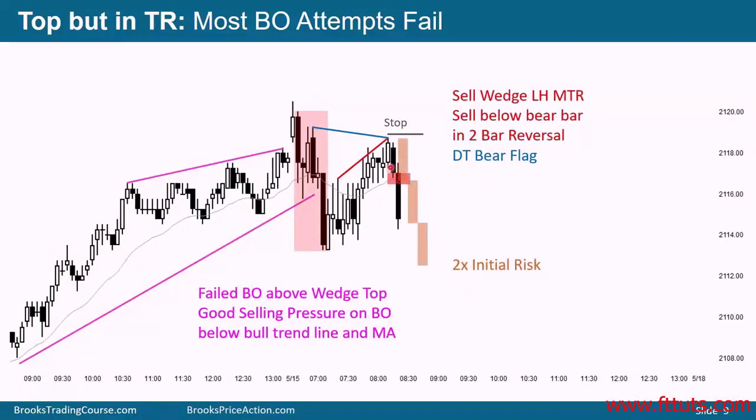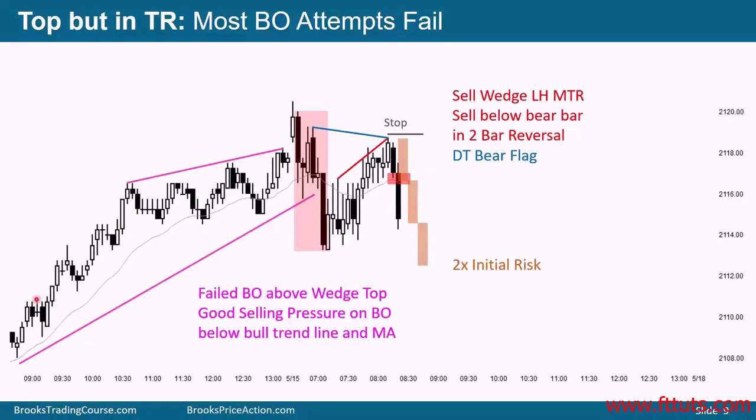If you short below this bear bar, I don't like to short below bull bars. I prefer to short below a bear bar closing on its low. So this is where I would short. If I shorted and I used a stop here, my initial risk would be the height of this brown box, and 2 times my initial risk would be here.